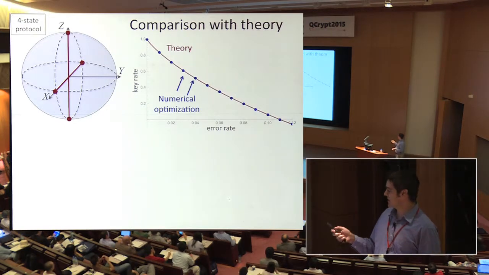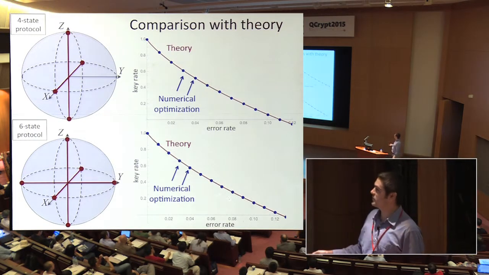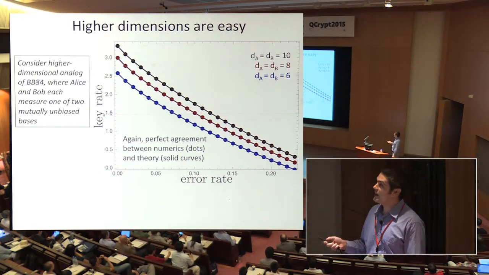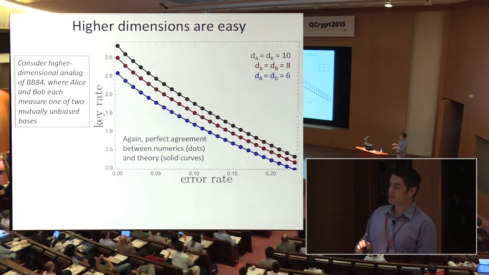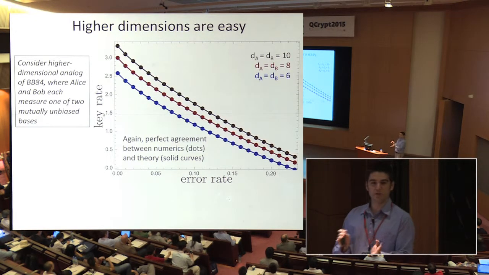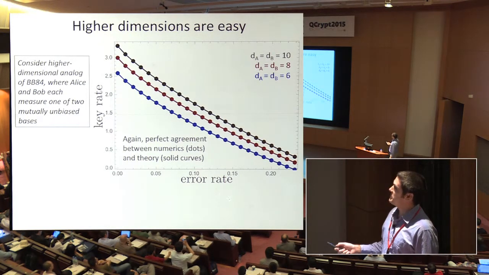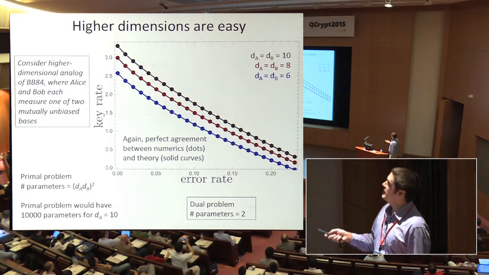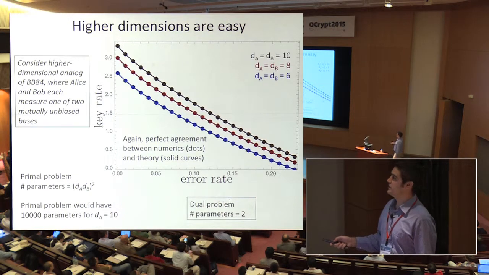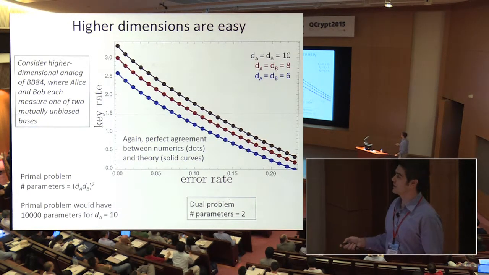So that's very encouraging. And likewise, we get the same behavior for the six-state protocol. We exactly reproduce the known theoretical curve with our numerical optimization. So moving on to higher dimensions, consider a generalization of the BB84 protocol involving two mutually unbiased bases, where Alice and Bob measure in one of two MUBs. I've shown here the curves for dimensions 6, 8, and 10. The solid curves are the theory, and the circular dots are numerics. And we, once again, exactly reproduce the theory curves.